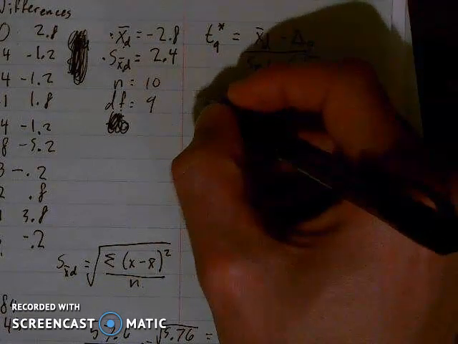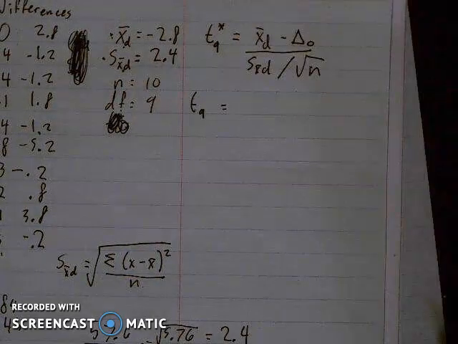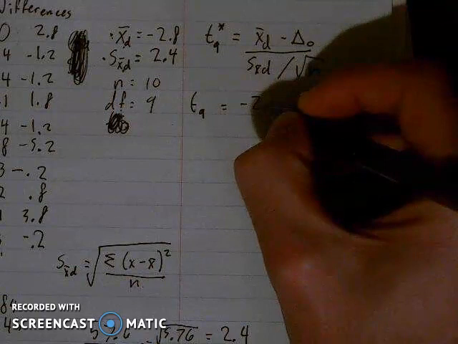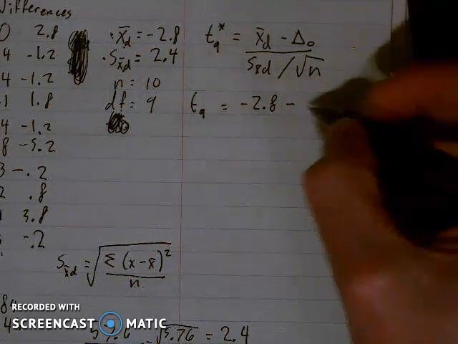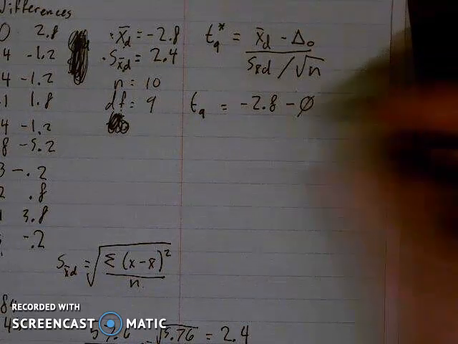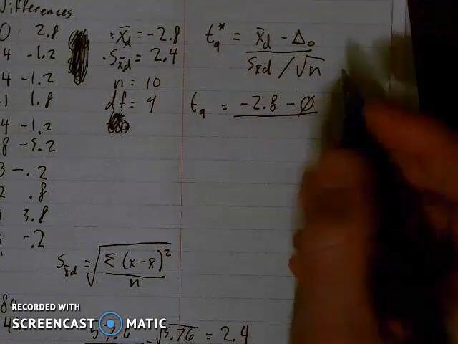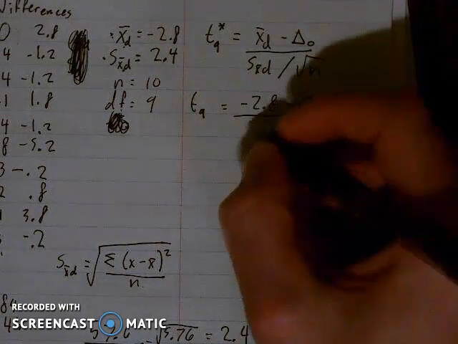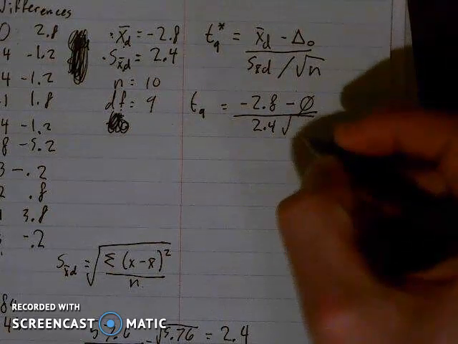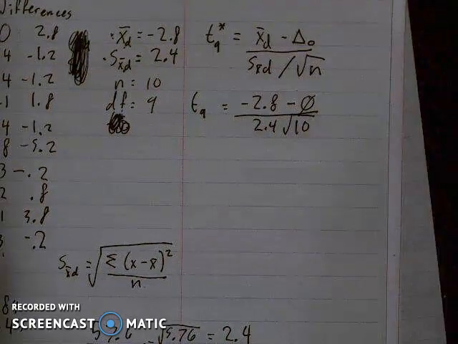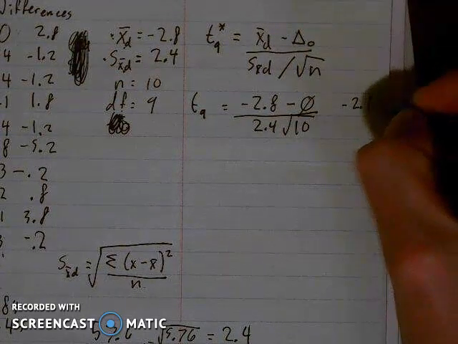So anyway, we have a critical T with 9 degrees of freedom. The sample mean is going to be negative 2.8, and we're going to minus 0, because the null hypothesis, remember, is that there's no difference. And then that's going to be over the sample's standard deviation, 2.4, divided by the square root of n, so divided by the square root of 10. So this top part's easy. This is just negative 2.8.